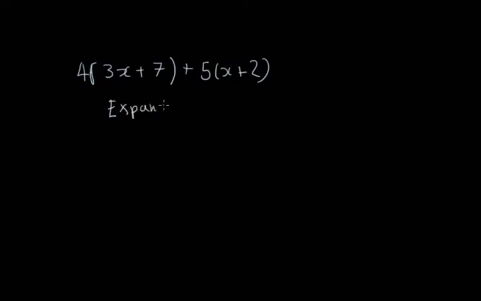So let's do that. Let's try something a bit more complicated. So we've got 4, open bracket 3x plus 7, plus 5x plus 2. And now we're going to expand and simplify.